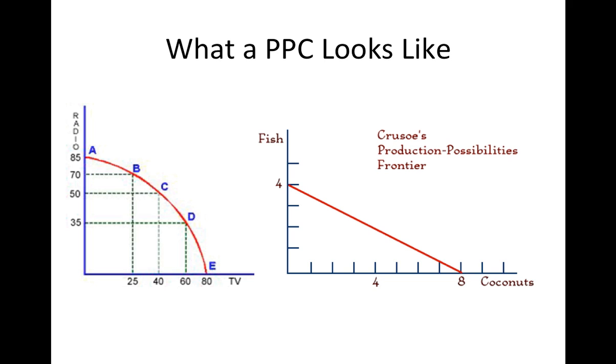Now, there's also other things he could do. He could divide his time equally. Right? He could go and spend 2 hours getting coconuts, which would give him 4 coconuts, and I should say, he could spend 2 hours catching fish. So he would have 2 fish and 4 coconuts. So this would be another production possibility point.